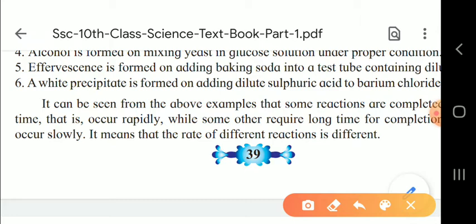Let us see the first one. You might have seen that when we are making curd, during winter it takes a long time to settle the milk into curd, while in the summer season the rate of settling of the milk into curd increases. That means it is a little bit faster in comparison to the winter season. So let us see the factors now.